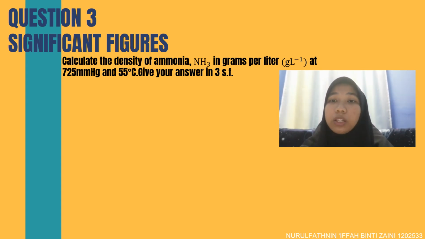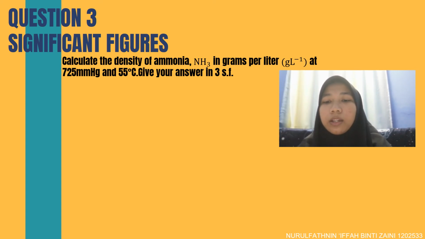And since we need to use that number, we need to change the pressure from 725 mmHg to 0.9895 atm. So we already get the numbers. Fill in the numbers to the formula, and we will get the density is 0.62468. However, the question already gives us a specific instruction to only have 3 significant figures.